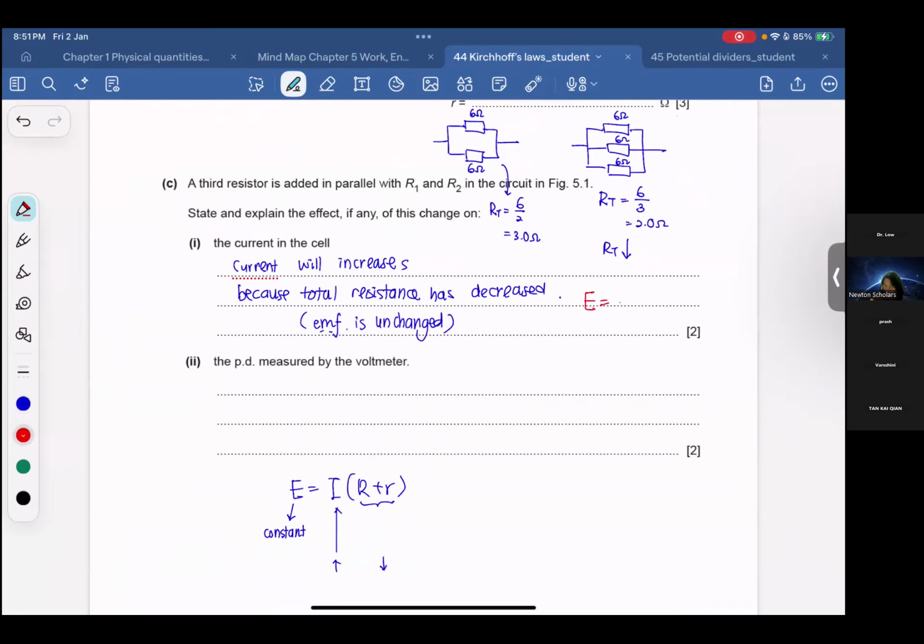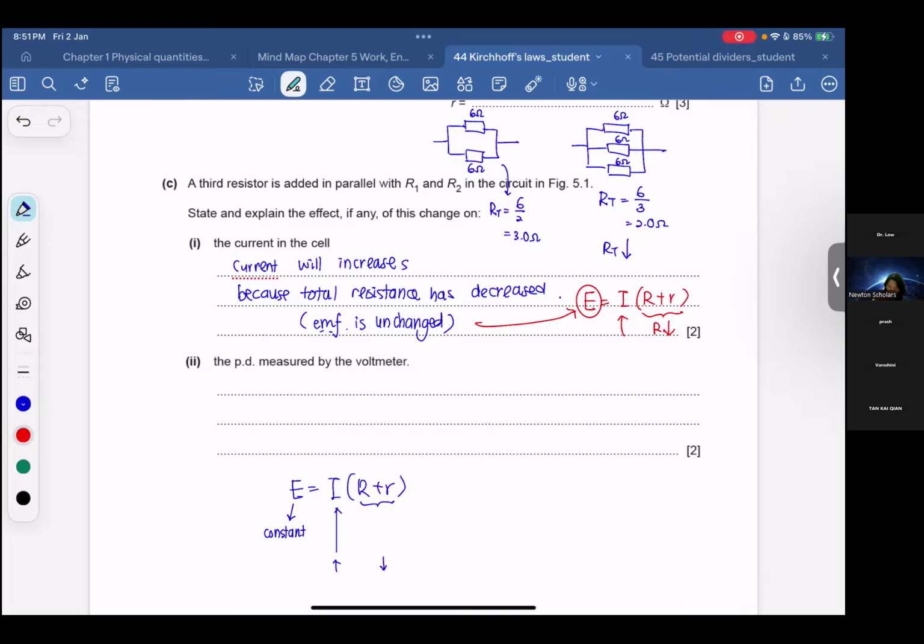Okay, I write the formula here. E equals I times R plus R. So this part R is decreased. Okay, so your I should be increased. Then this E actually is unchanged.